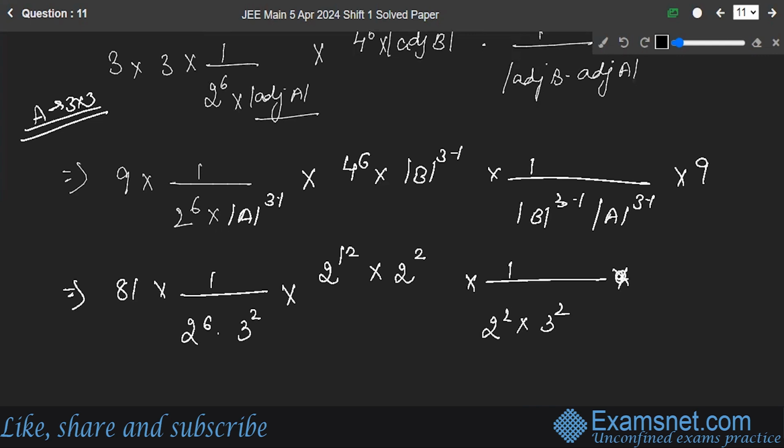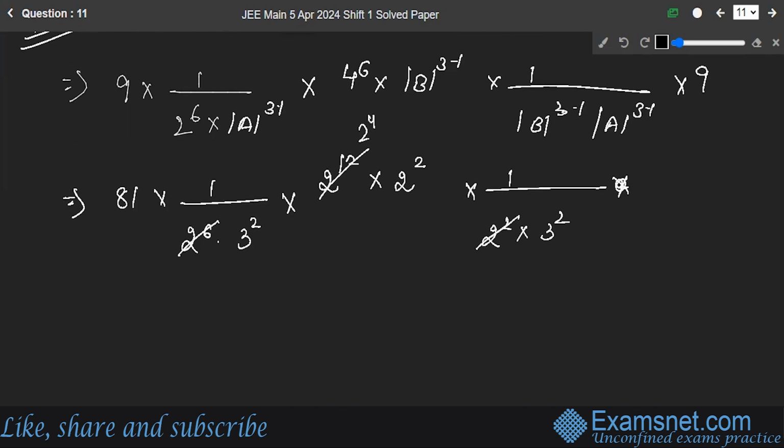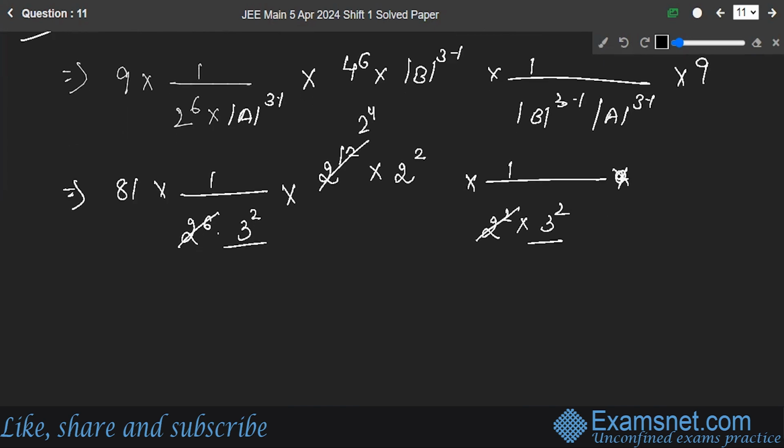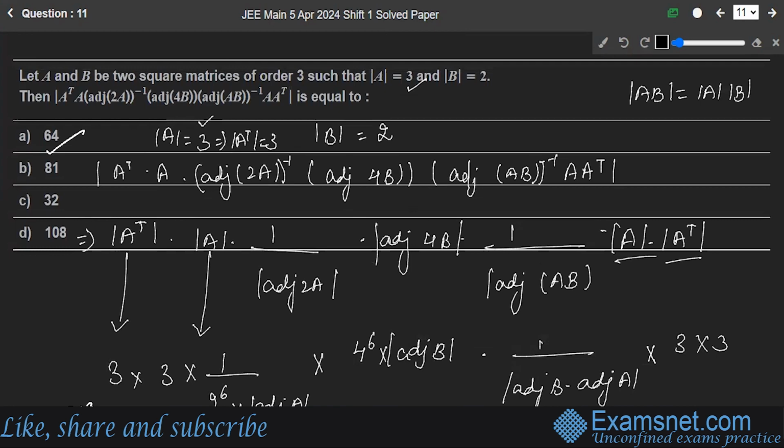Okay, we have already solved this. So let's do the cancellations. Here you have 2 power 6 and 2 power 4. This is 2 power 8 and this will give you 2 power 4 over here. And this is 9. So this will cancel it. So, like this, you have 2 power 6, which is equal to 64 as the answer. Option A.